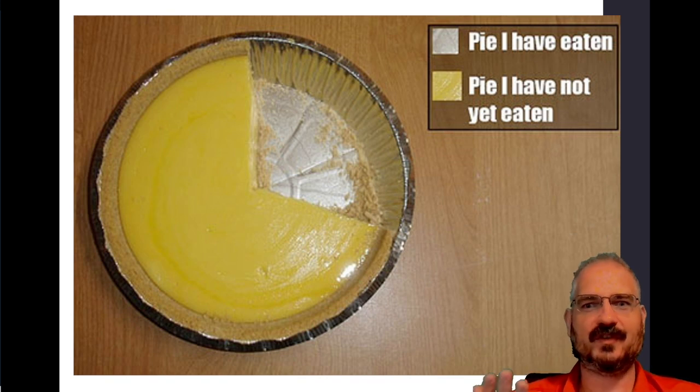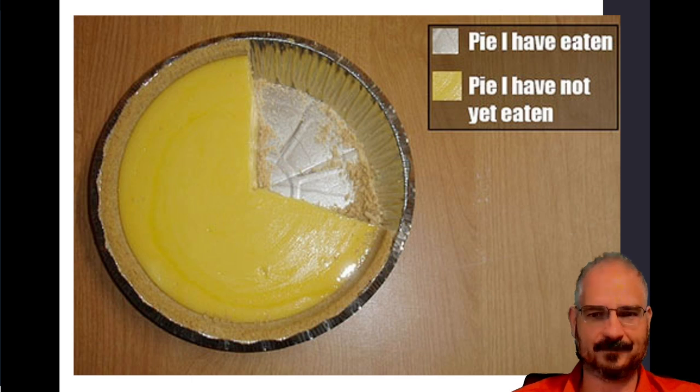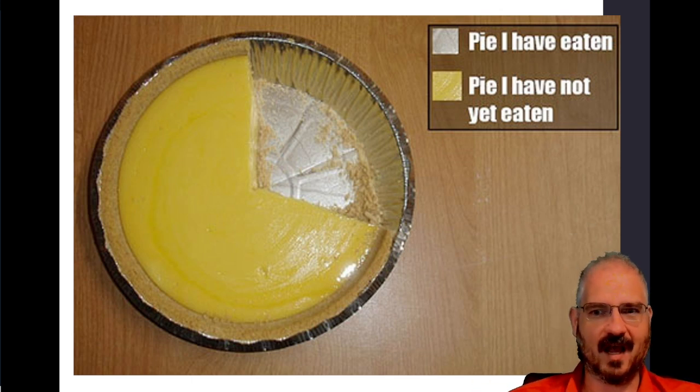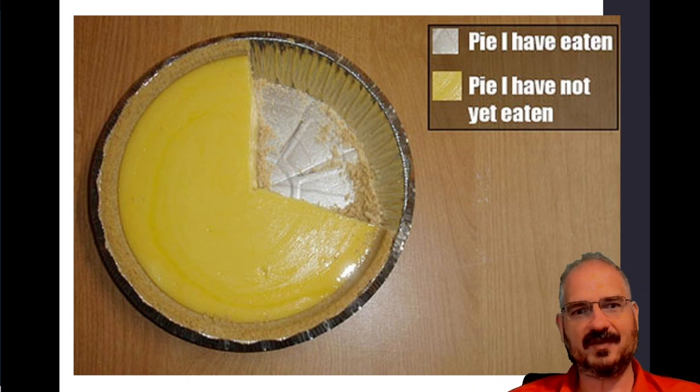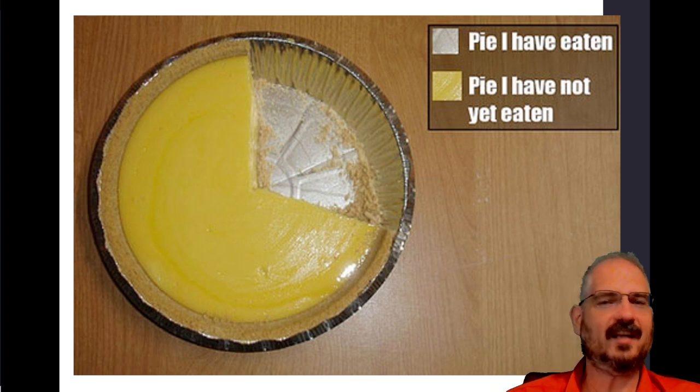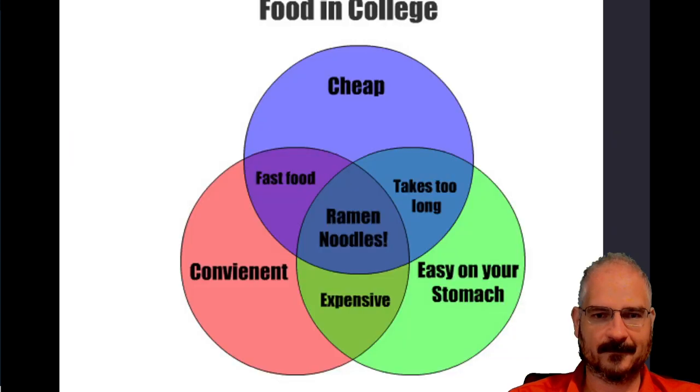So here's the most simplistic pie chart ever. In the orange, you see the percentage of the pie that has not been eaten. And in the gray, you see the percentage or chunk or proportion of the pie that has been eaten, right?